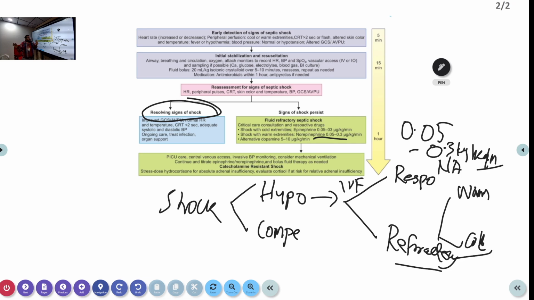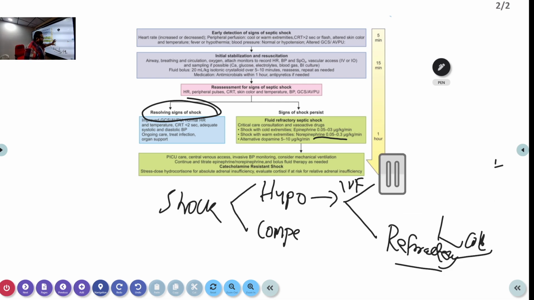The drug of choice for shock with cold extremities is epinephrine. The dose ranges from 0.05 to 0.3 microgram per kilogram per minute. That is what you can remember. So that is what you can give, noradrenaline and adrenaline infusion. That is the next thing that you can remember.